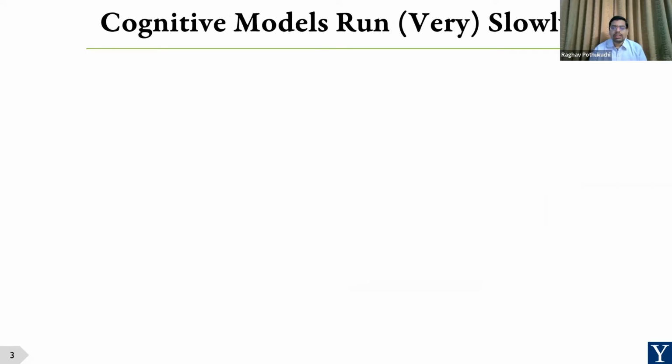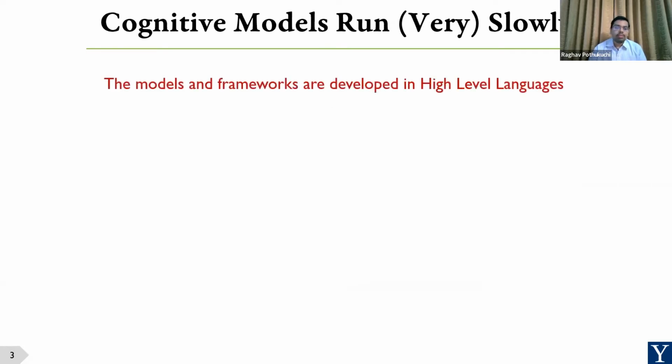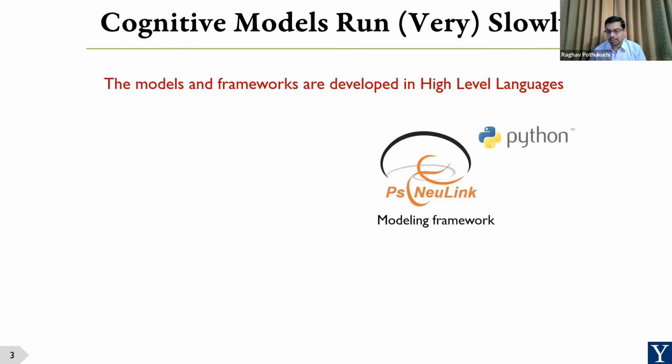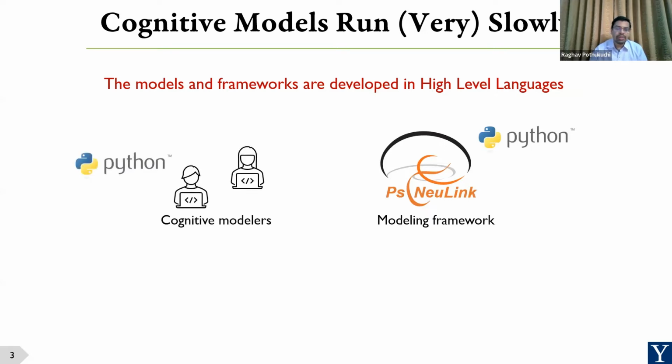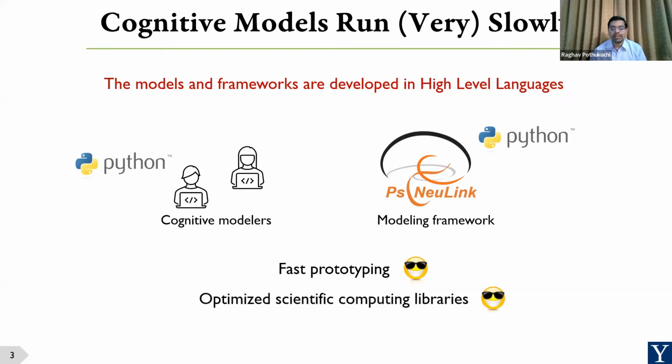Unfortunately, cognitive models are running very slowly today. The models and frameworks are developed in high-level languages, contributing to slow execution. Consider the PsyNeuLink modeling framework, for example. This framework is written entirely in Python. The models that it processes are also written in Python. Cognitive scientists prefer Python because it enables them to prototype their designs fast and provides them with access to optimized scientific computing libraries. Unfortunately, the execution time is too long.